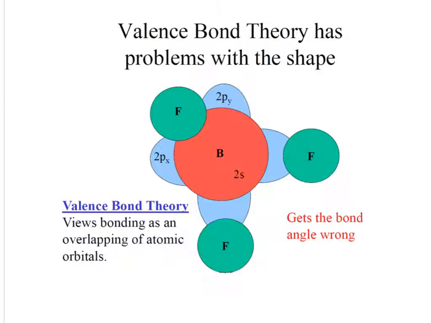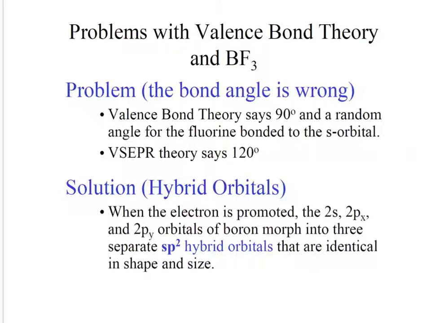So the VSEPR theory predicts bond angles of 120 degrees, which is trigonal planar. There's 3 charge clouds, or 3 domains, 3 bonds, no lone pairs. So this gets the bond angle wrong. So here's the problem with valence bond theory. The bond angle is wrong. Valence bond theory says 90 degrees and a random angle for fluorine. VSEPR says 120 degrees. Okay, so the solution is our hybrid orbitals.